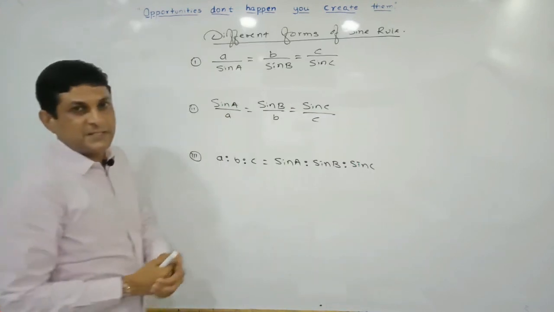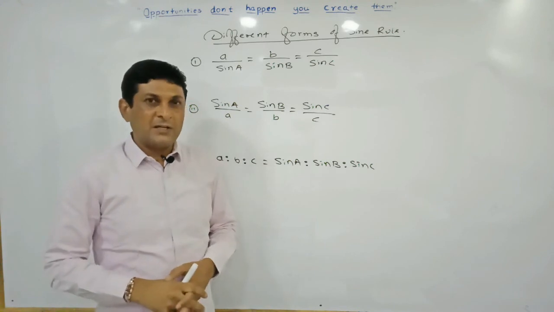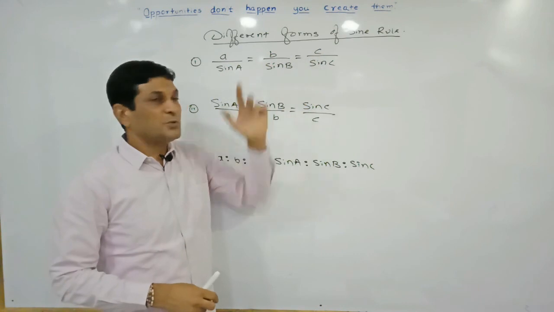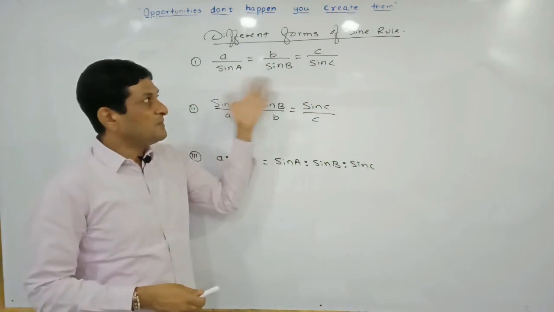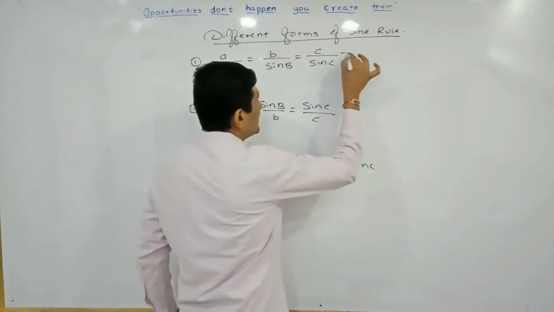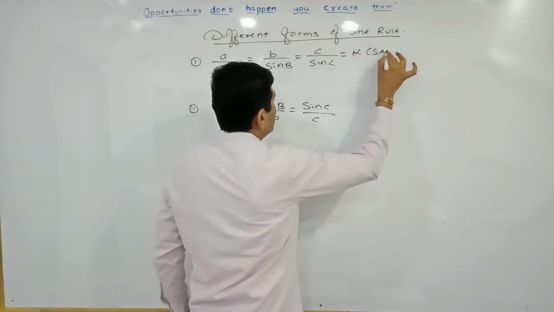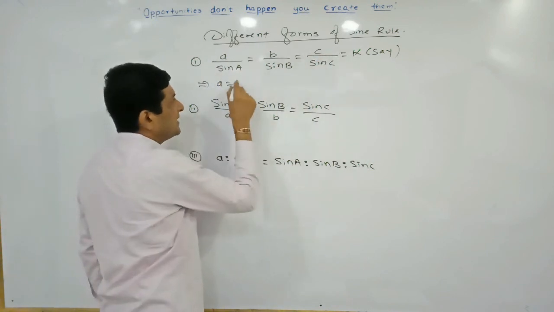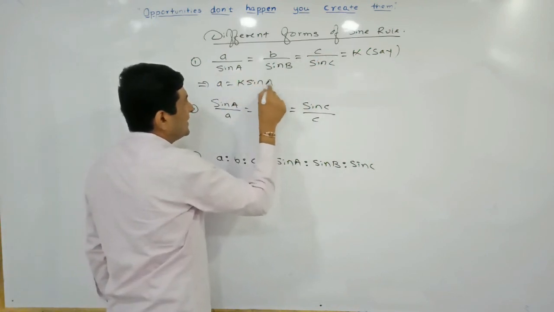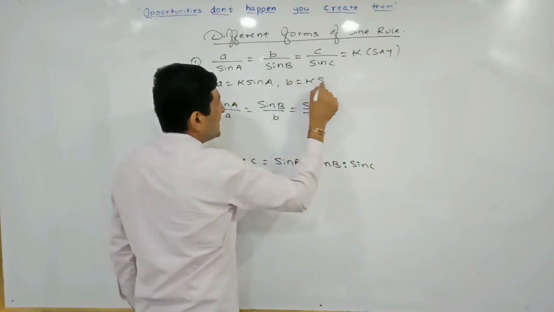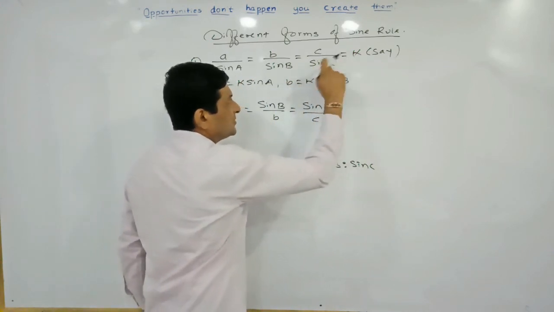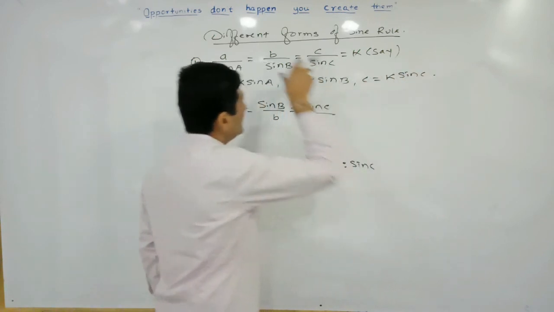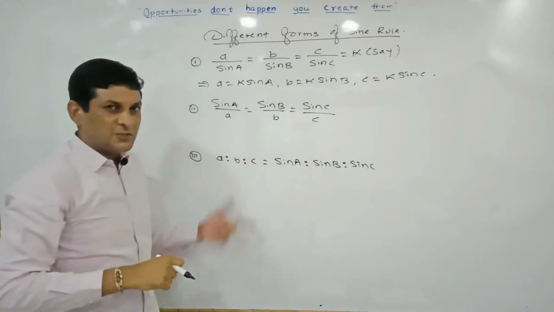So now we are discussing different forms of this sine rule. Already we have proved that a upon sin A is equal to b upon sin B is equal to c upon sin C. Now if these ratios are equal, and we denote this ratio by k, then what result are we getting here? This implies that a is equal to k sin A, b is equal to k sin B, and c is equal to k sin C.